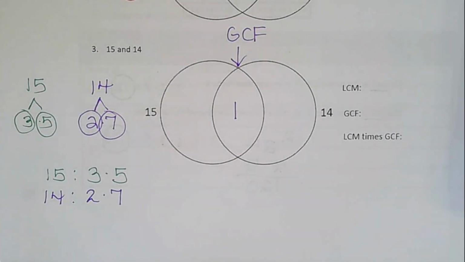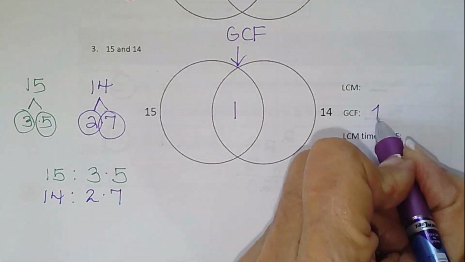1 goes into 15 times. 1 goes into 14 times. So if nothing's in your 2 lists, that's your answer, just 1. Because 1's common to every set of numbers. So the GCF is just 1.